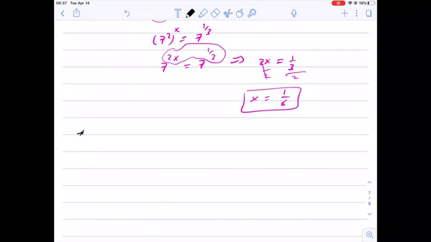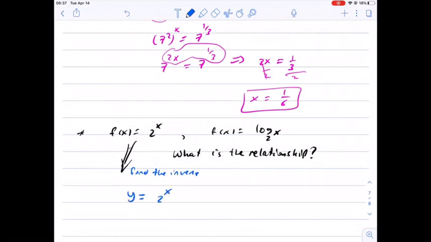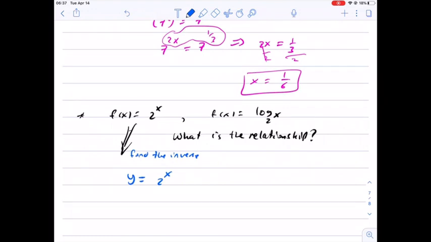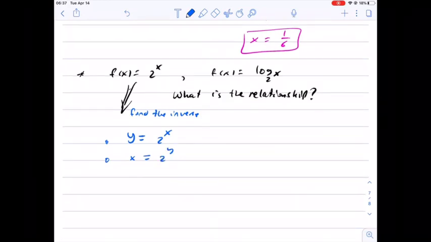Now, what is the relationship between exponential function and logarithmic function? If we have f of x equals 2 to the power x and f of x equals log base 2 of x, what is the relationship between them? Let's start with the exponential function and try to find the inverse. So we first write it as y equals 2 to the power x, and if you want to remember the steps, you need to revisit the video about inverse functions. And then we interchange x and y, so this is x equals 2 to the power y.